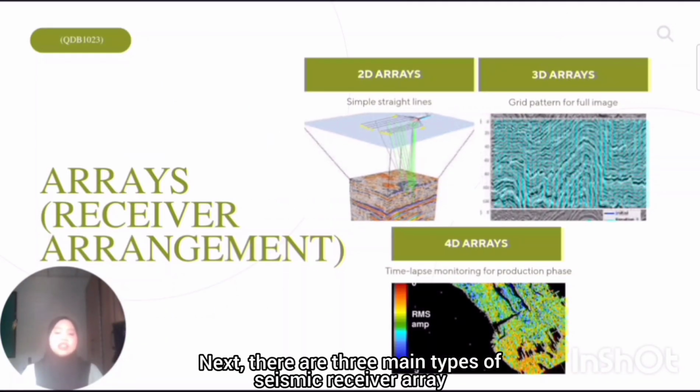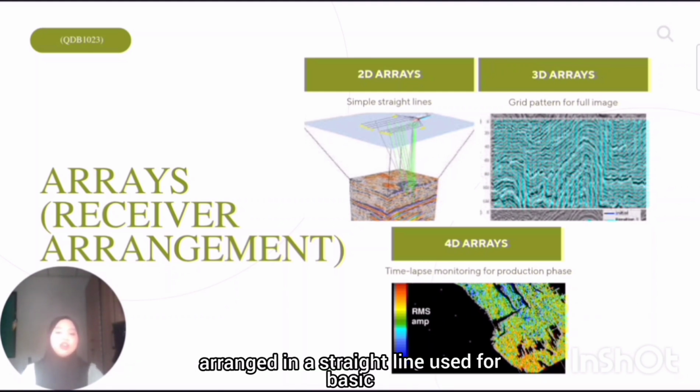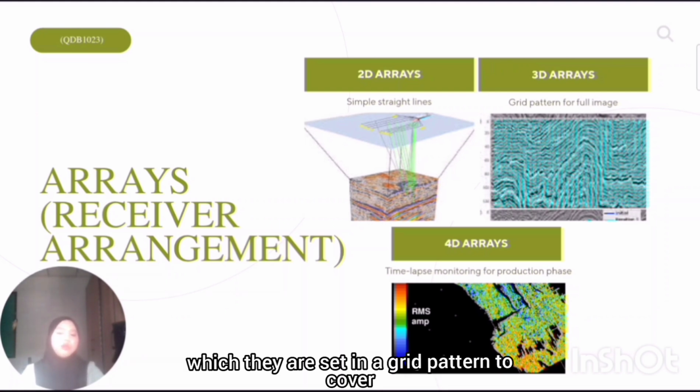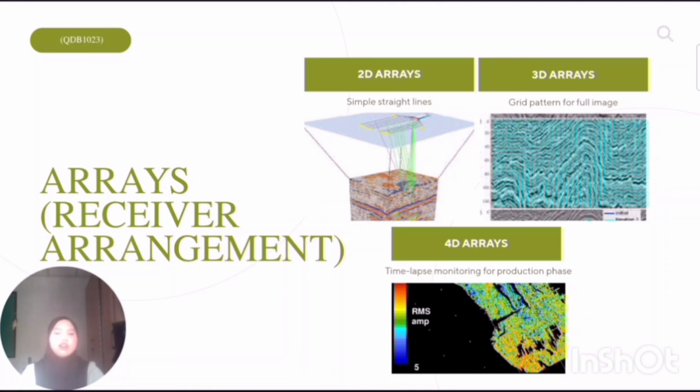Next, there are three main types of seismic receiver arrays. The first one is the 2D array, arranged in a straight line, used for basic or low-budget surveys. They give a vertical cross-section but no full 3D view. Next is the 3D array, which is set in a grid pattern to cover both X and Y axes, used for creating full 3D images of the subsurface that is ideal for oil and gas exploration.